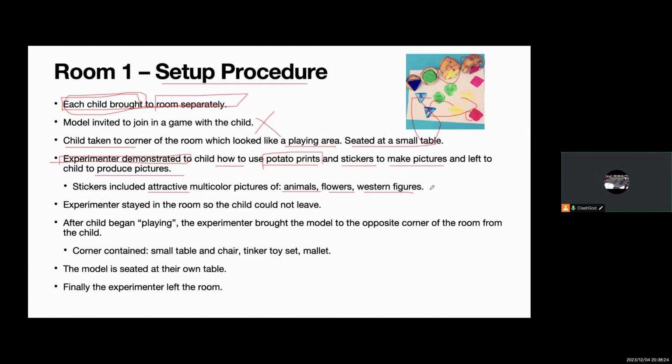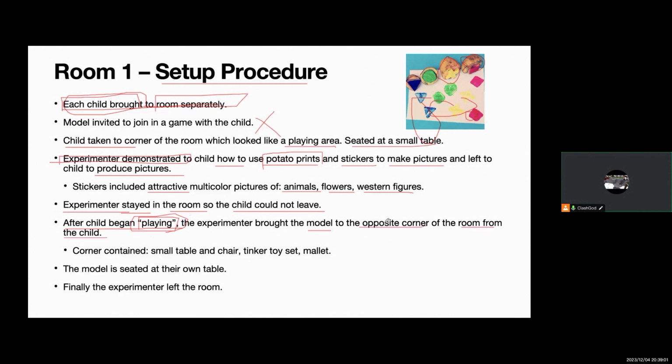So after the child is brought to this playing area and left to play, the experimenter stayed in the room so that the child could not leave. This step might seem quite confusing right now, so let's skip it for now and look at the next step so that hopefully you will understand it better. So the child is seated at this table and left to play. And after the child began playing with the potato prints and stickers and started producing pictures, the experimenter brought the model to the opposite corner of the room from the child.